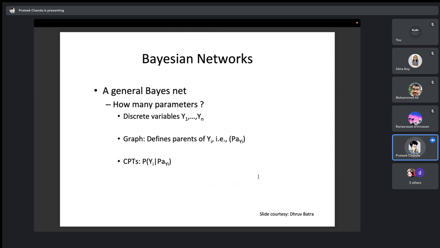In case of Bayesian networks, how many parameters do you have here? You have discrete variables y1 to yn, and your graph defines the parents of yi, written Pa(yi), and the conditional probability tables, or CPTs for short, are actually P of yi given the parents of yi.